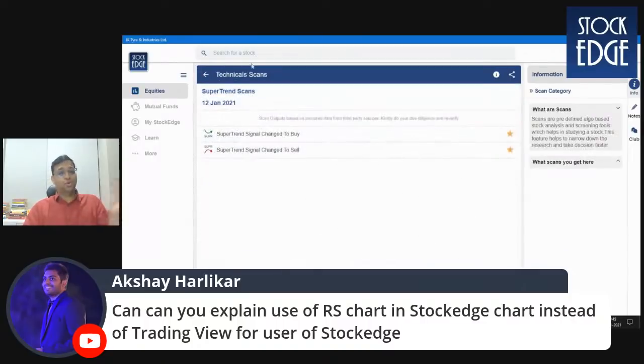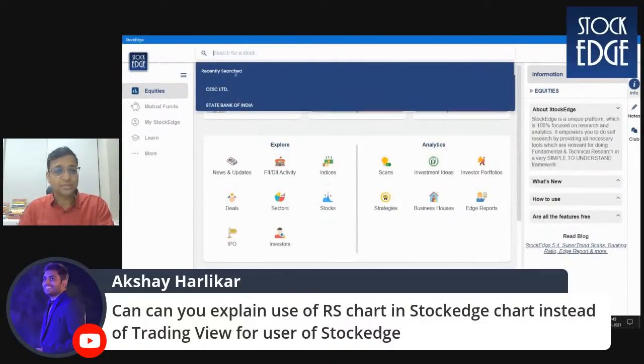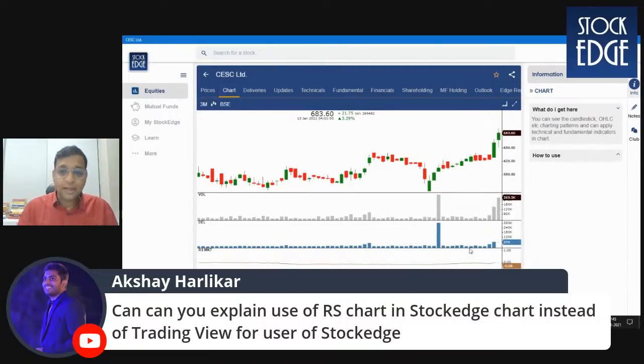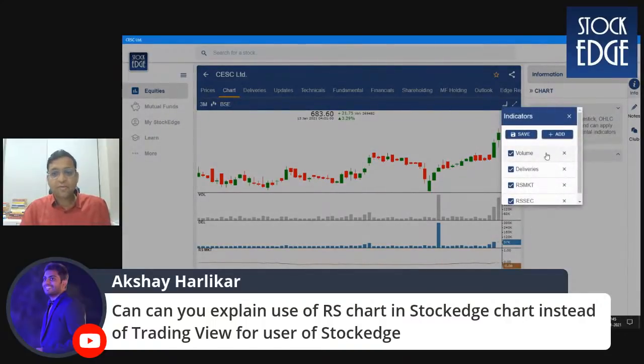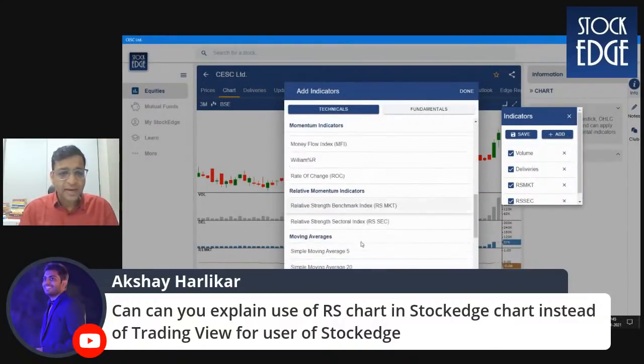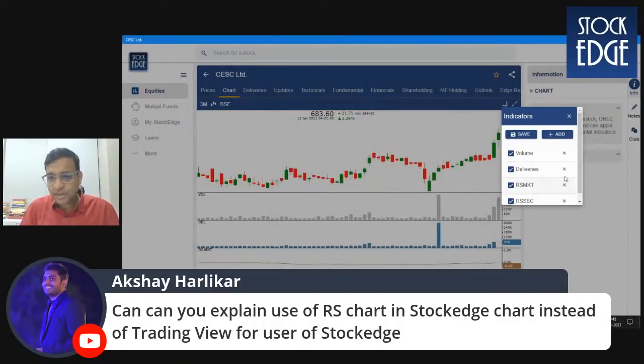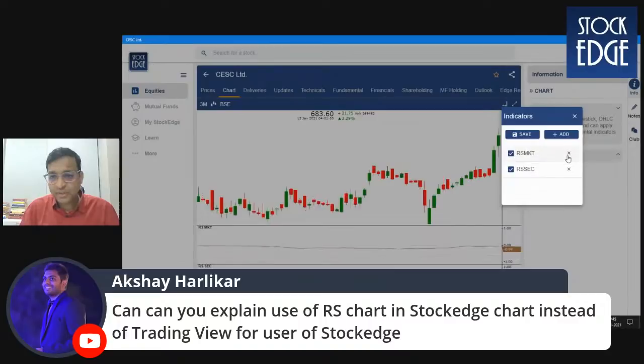But having said that, let's go to the one which I discussed. I was discussing CSC chart. So this is the template which I have saved for myself. In StockEdge, you can only save one template right now. This is a template where I have volume, delivery, RS market, RS sector. Let me just add a few indicators here. So volume is there. Let me just remove these for the time being.